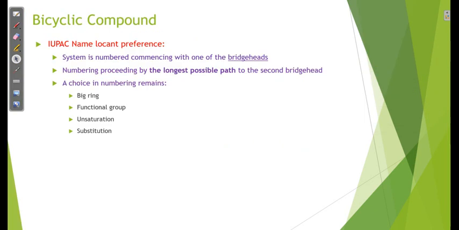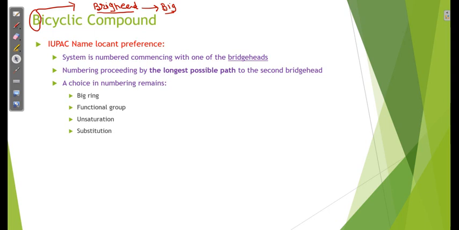So here, the first letter of a bicyclic compound is B. This is a trick from my side. B stands for one, bridgehead, and second, more important, is big. So what is big? Always you have to give preference to the big ring system. Don't give the priority first to the functional group, unsaturation and substitution. Always B stands for big.